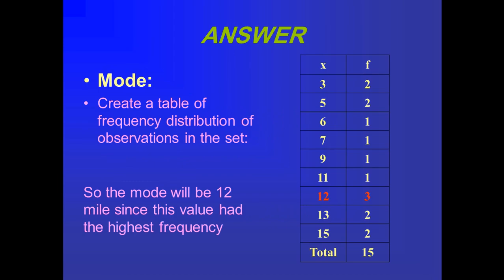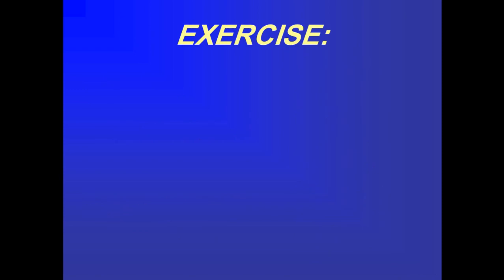What about the mode? Again, we have to create a table for a frequency distribution. These are the numbers, and this is the frequency. So how many miles? 3 miles, 5 miles. How frequent? 2 times, 1, and so on. But 12 miles recurs 3 times. So this is the mode. As we said, the definition of mode is the most frequent observation. So the mode will be 12 miles, since it is the value with the highest frequency.